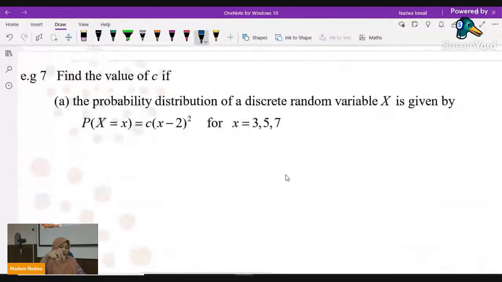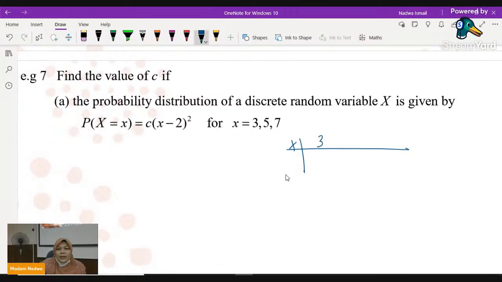Okay, next one, example 7. Find the value of C if the probability distribution of a discrete random variable X is given by this function. Okay, this is in the form of a function and there is only one function. I say it is easier to see in table form. I can see it even without making a table, but if you want it easier, you can make a table.